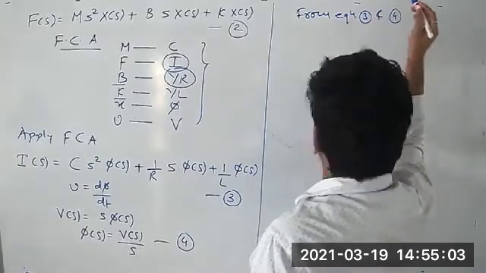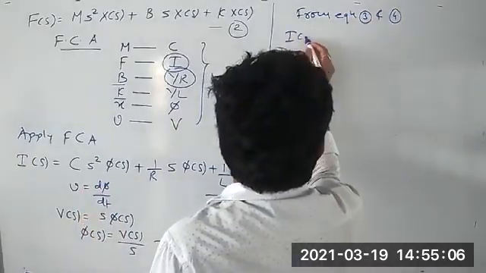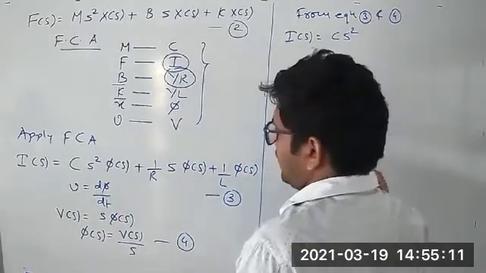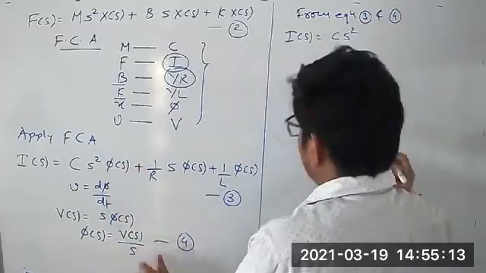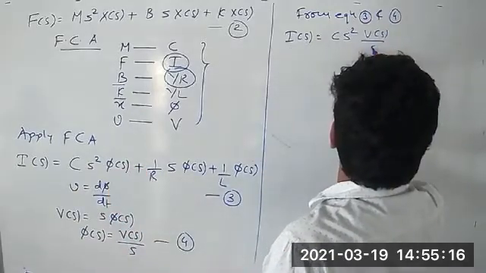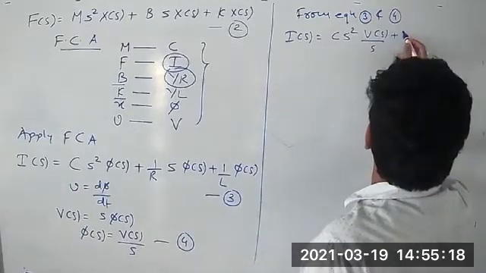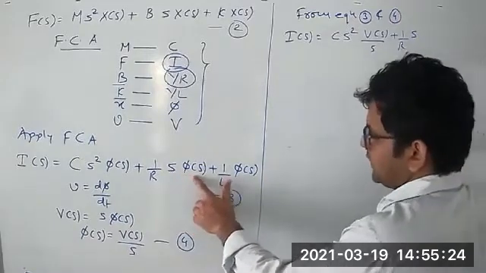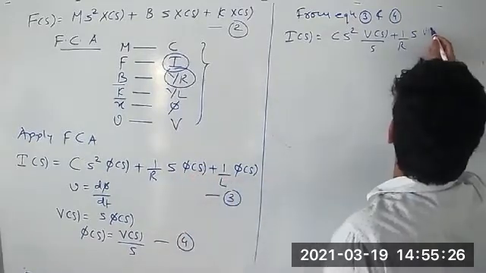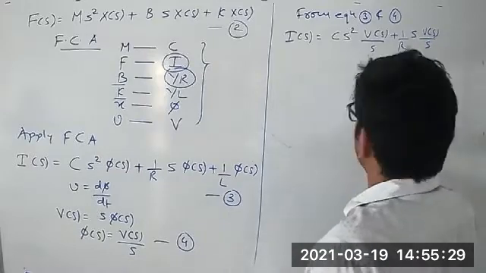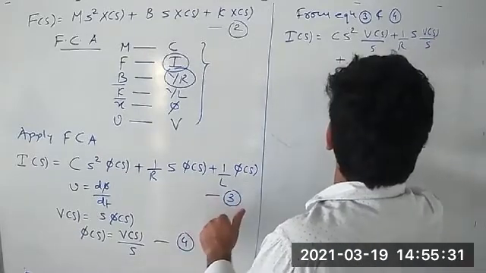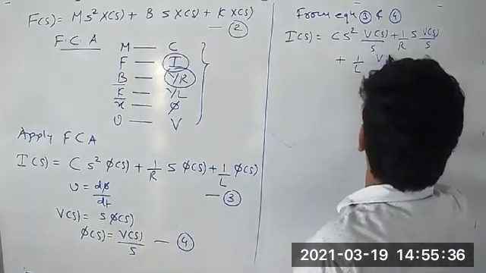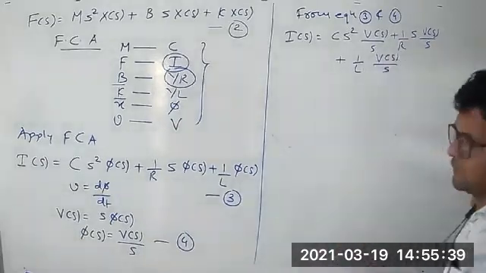3 and 4, we can write I of S is nothing but C into S square. Now instead of writing phi of S, I am writing here V of S divided by S, then plus 1 by R as it is into S multiplied by phi of S. Now instead of phi of S, we are writing V of S divided by S, plus 1 by L into phi of S. So instead of writing phi of S, we will write here V of S divided by S.